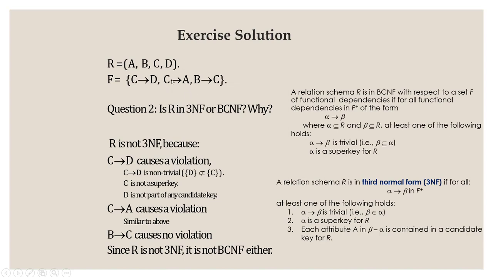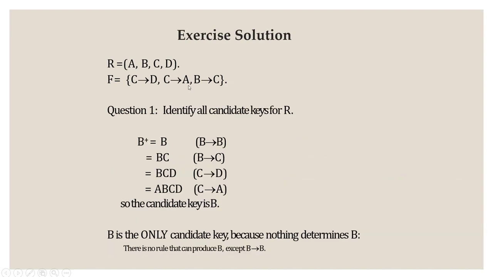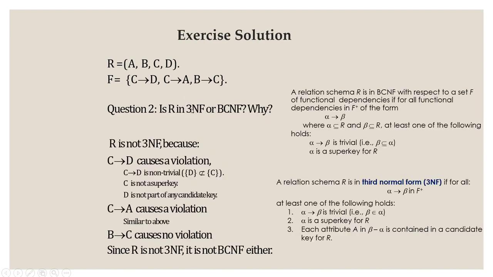Same thing with this one. This is not a key. A is not part of prime. A is not a prime because it's not part of the candidate key. Candidate key is B. And this one is fine because B is a candidate key. So these two violate the rule for 3NF.